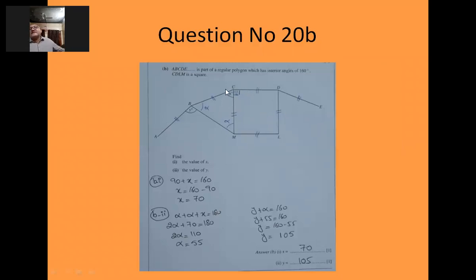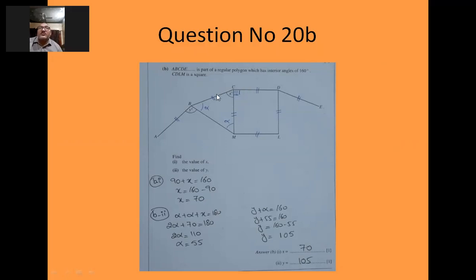Because this is a regular polygon, the sides AB, BC, CD, and DE are equal to each other. So these two sides are equal, and this angle and this angle will be equal. Let me call them alpha and alpha. And this x value I want to find out. This value here is 90.